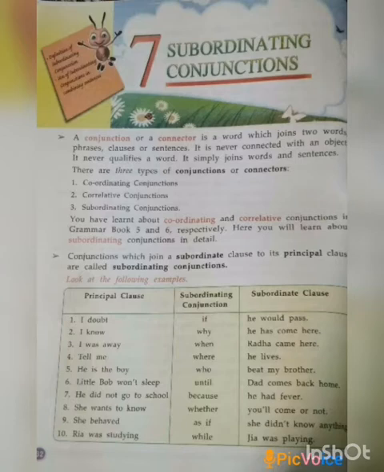Again I repeat, subordinating conjunction. First we know about conjunction. Conjunction is just a joining word, but it does not qualify a word. The main role of a conjunction is just to join two words. There are three types of conjunction: coordinating, correlative, and subordinating. In this session we are going to learn about subordinating. Take page number 33.